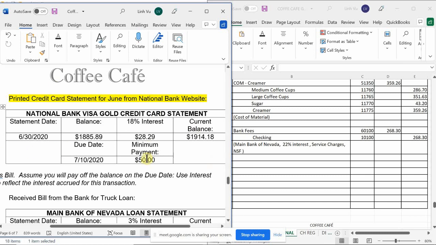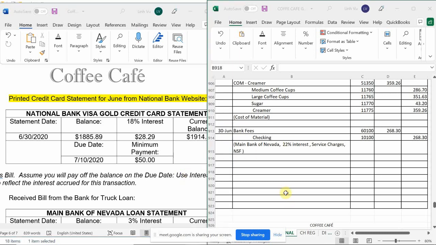Okay. And here what I want you to do is, for this bill, we're going to assume that we're going to pay the entire account balance on the due date. Okay, so that means we're not going to pay now. We're going to choose to pay later. And it says right here, use interest payable to reflect the interest accrued for this transaction. So let's go ahead and dive right in.